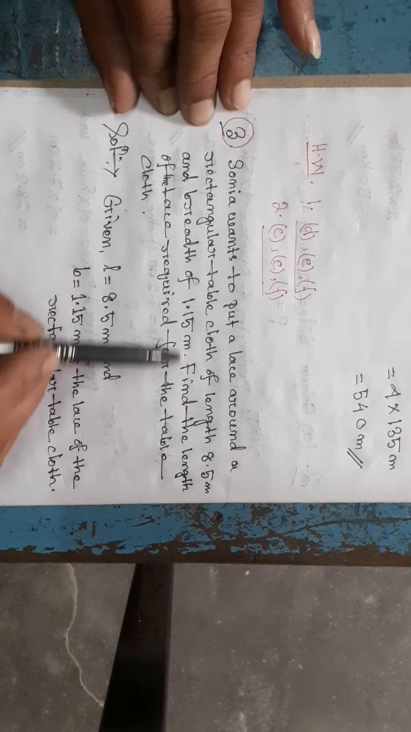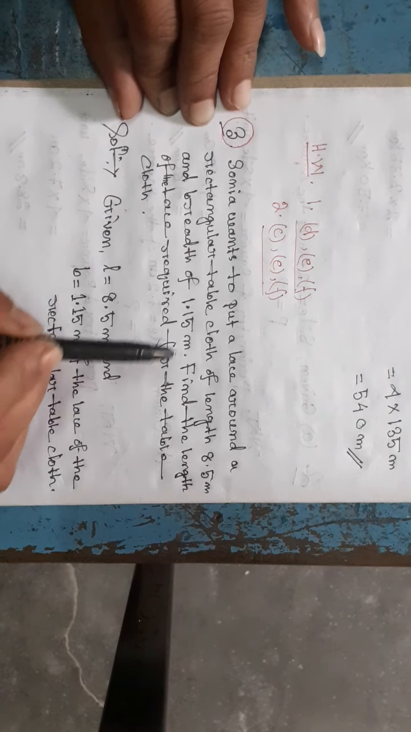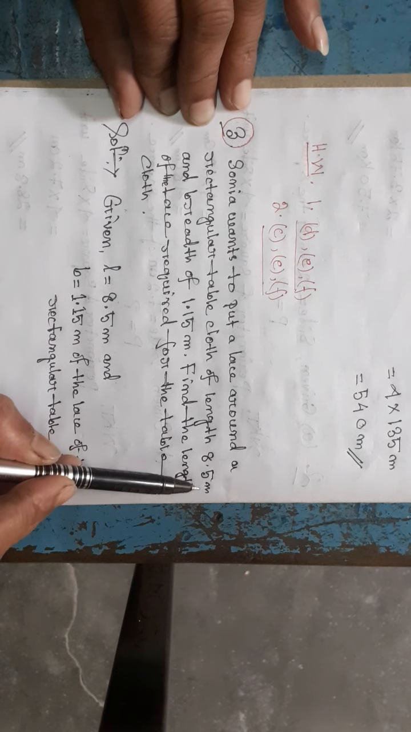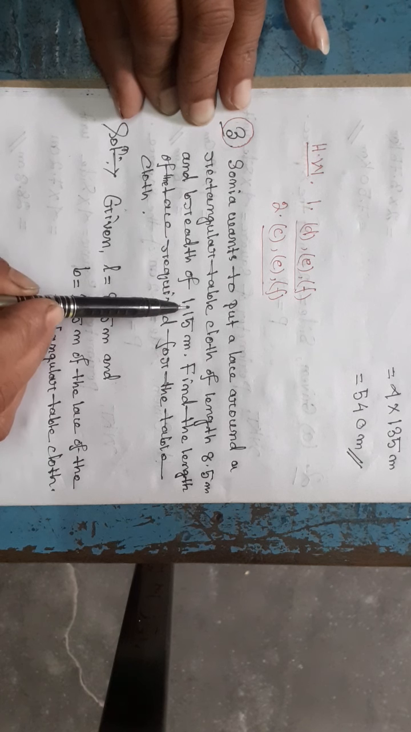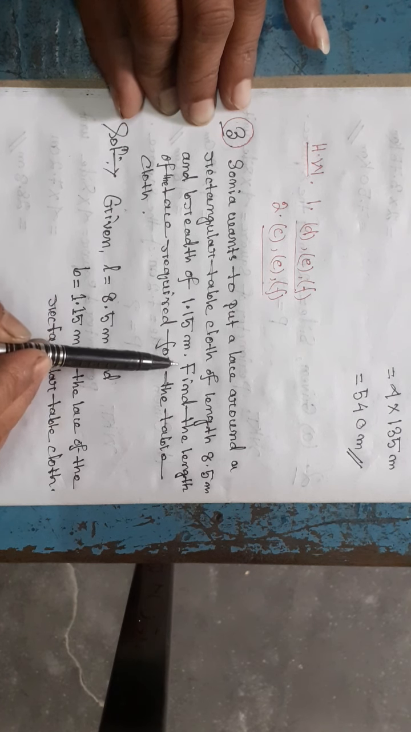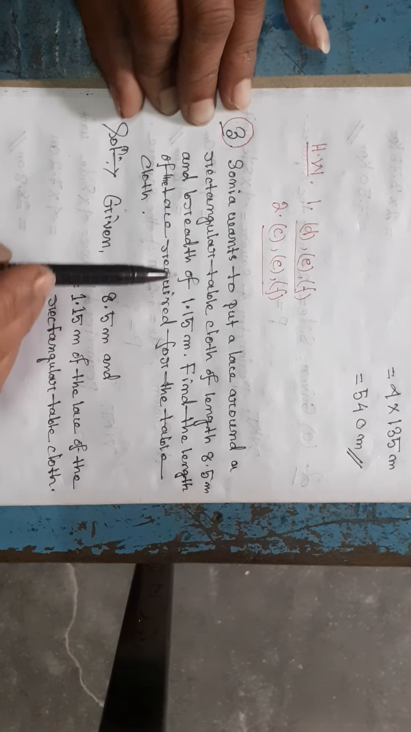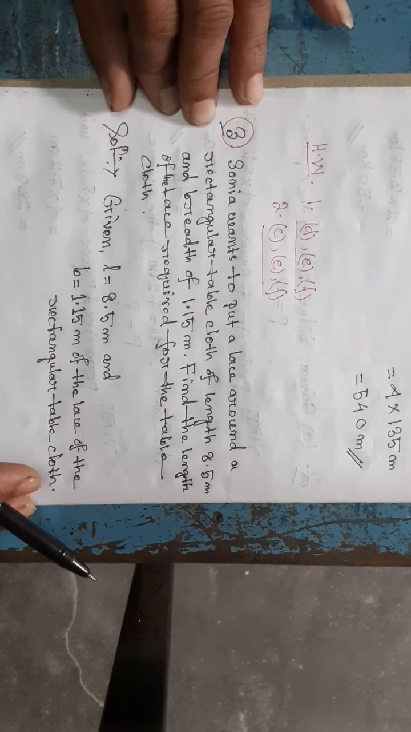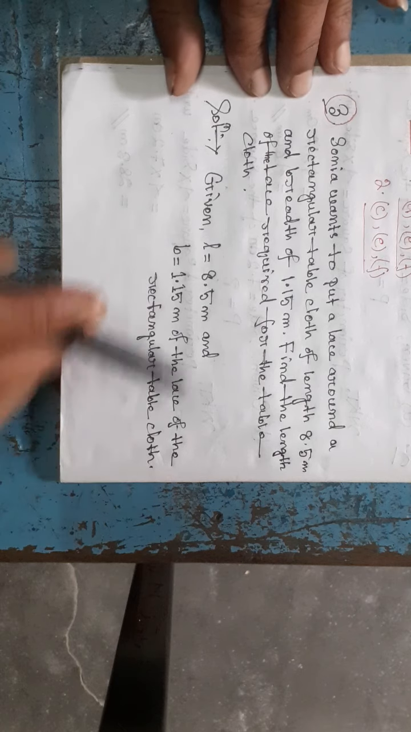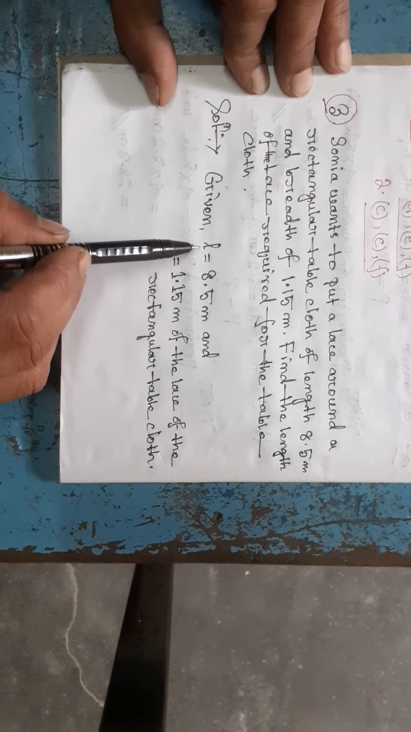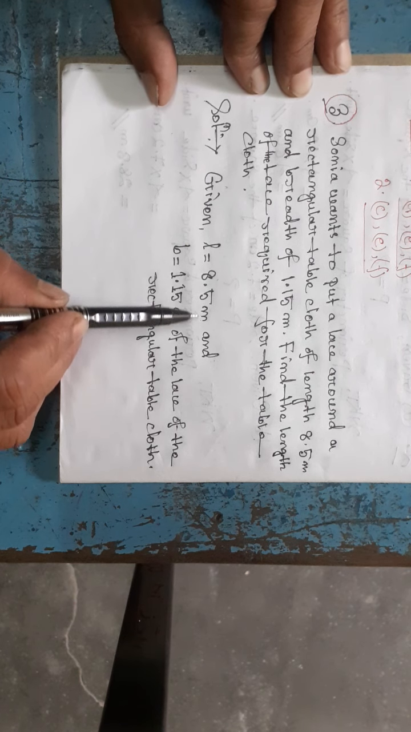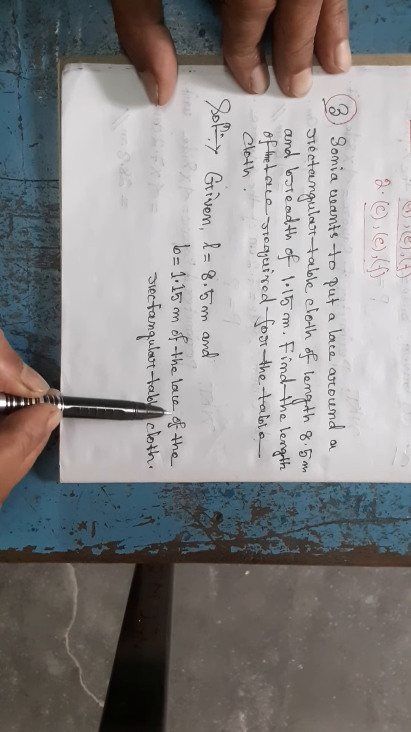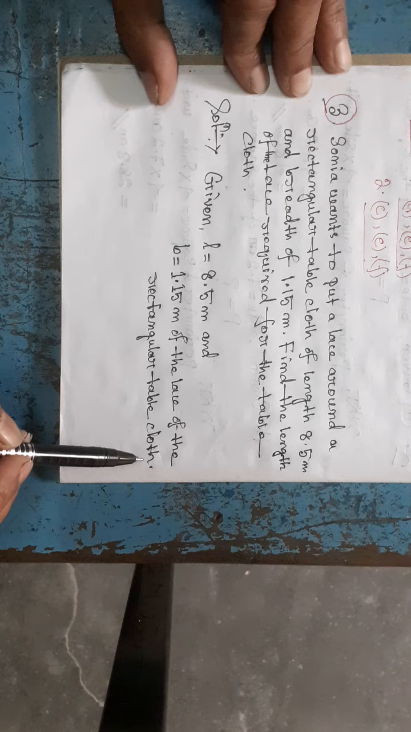Okay, so in this question what is given? The length of the rectangular tablecloth is given 8.5 meter and breadth is given 1.15 meter. Now we will have to find the length of the lace of the rectangular tablecloth. So its solution we can give like this. Length is equal to 8.5 meter and breadth is equal to 1.15 meter of the rectangular tablecloth.